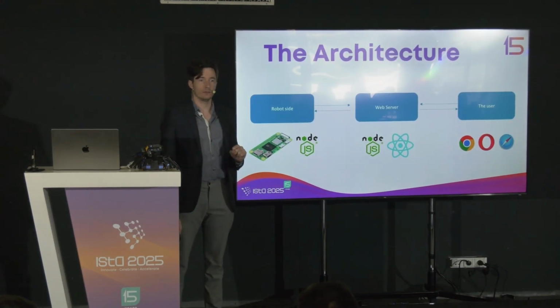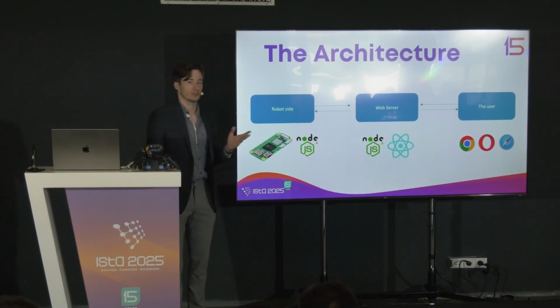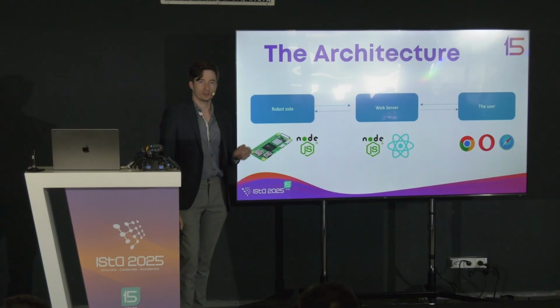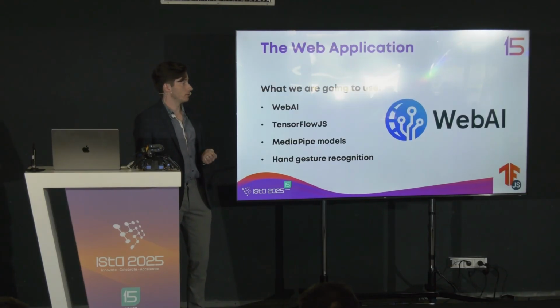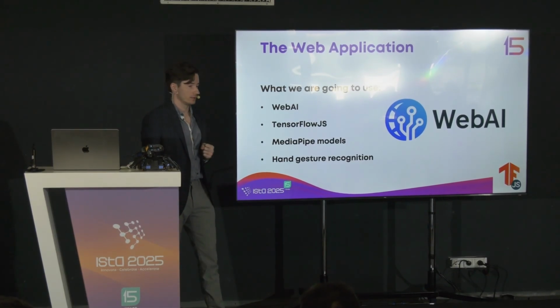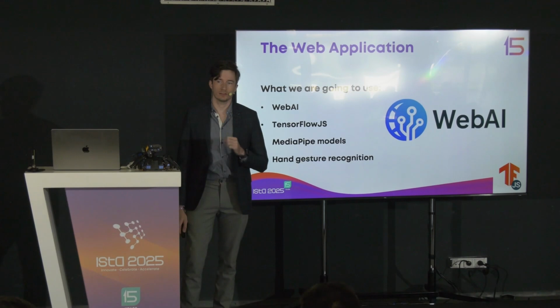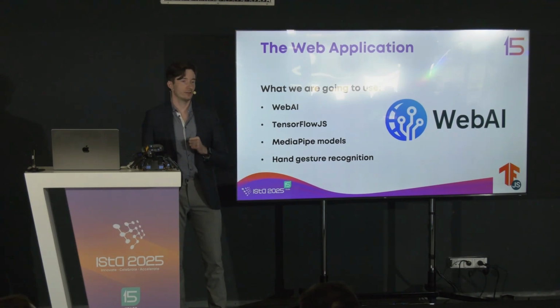So it has three main components: the robot side, the hardware, then the web server, and the most interesting part here is the web application, the user side. And now let's see what actually we can use on this web application. There is WebAI, there is the TensorFlow.js library, some MediaPipe models, AI models, and our own gesture recognition model.